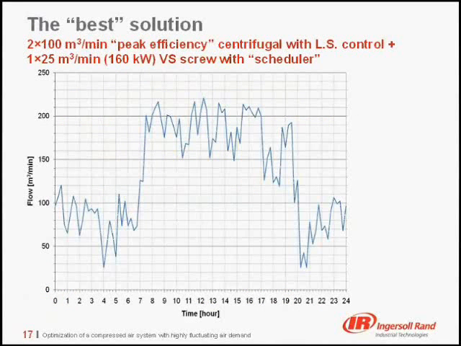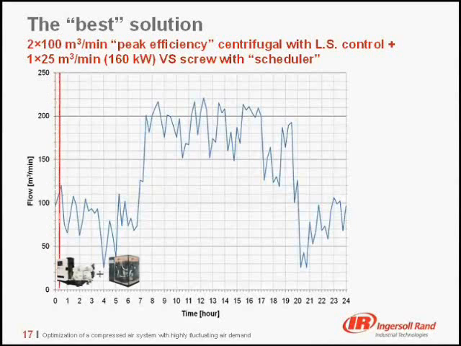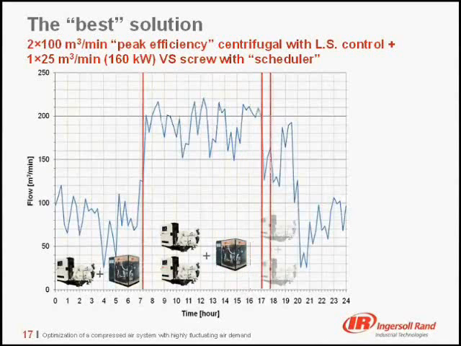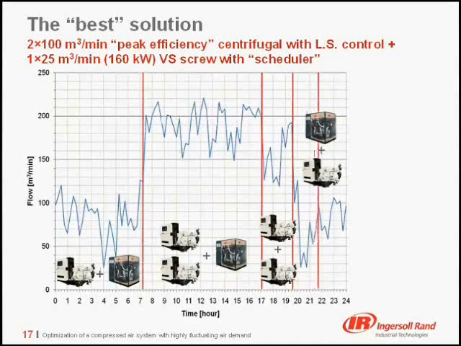The best solution in terms of energy saving is then not the solution with one centrifugal compressor plus one large 700 kilowatt variable speed screw compressor, as someone could commonly believe, but the combination of two 100 cubic meter per minute centrifugal compressors with a load sharing control system plus one small 160 kilowatt variable speed screw compressor, everything controlled by a master scheduler that runs the optimum combination of compressors according to the different needs, like in the case here depicted.